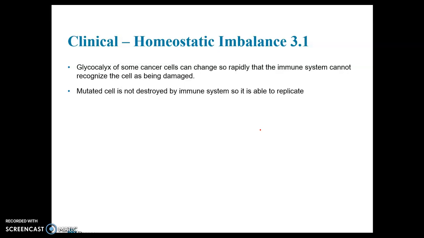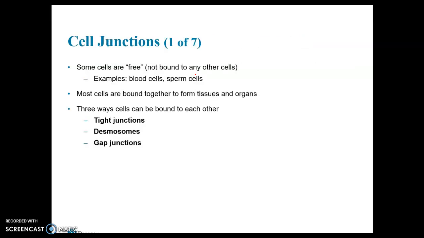But that's another topic. So this is a clinical note on homeostatic imbalance. It says the glycocalyx of some cancer cells can change so rapidly the immune system cannot recognize the cell as being damaged. And so therefore the mutated cell is not destroyed by the immune system, and it's able to replicate and form into a tumor.